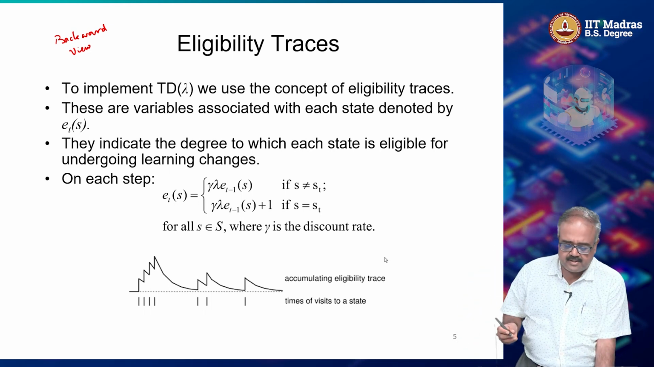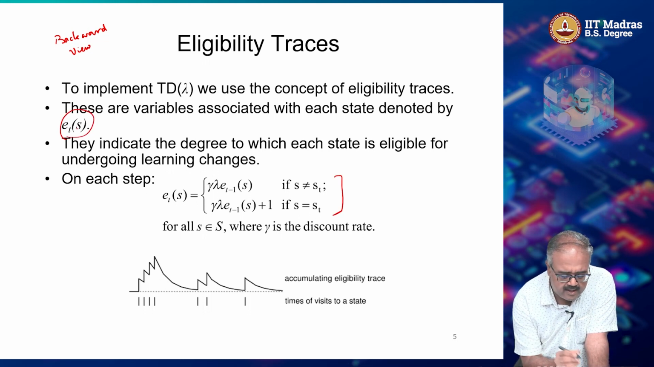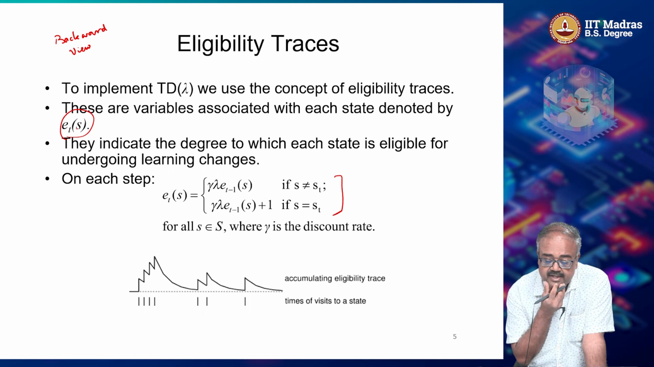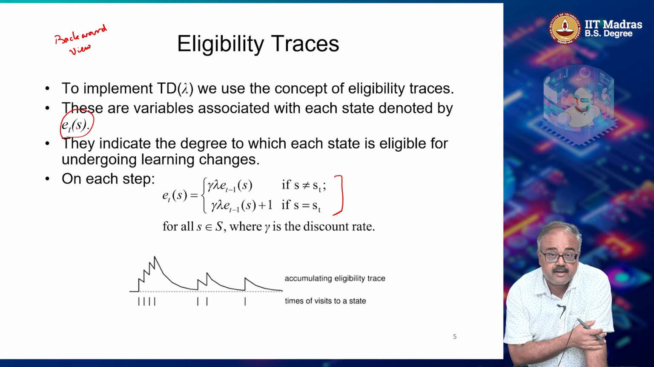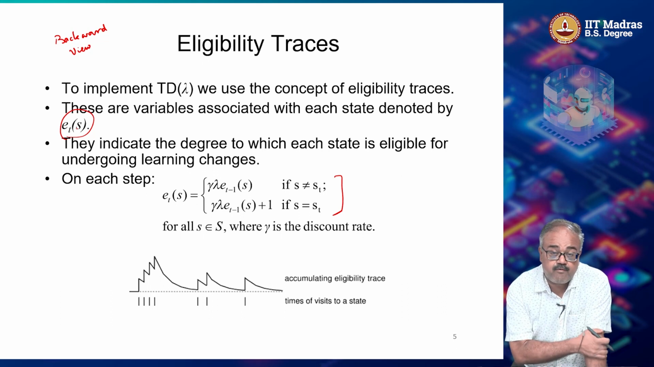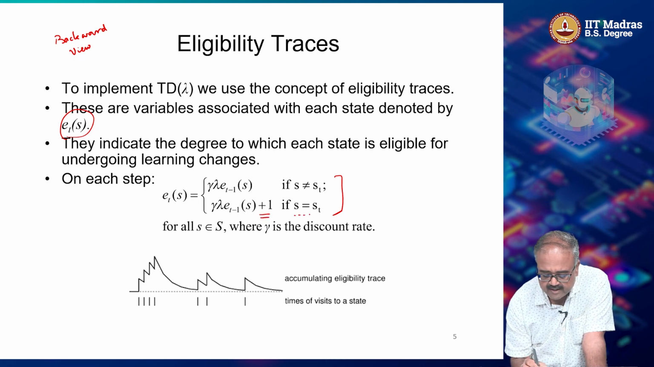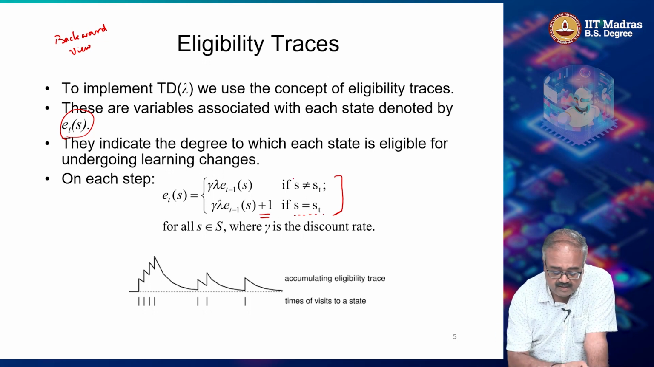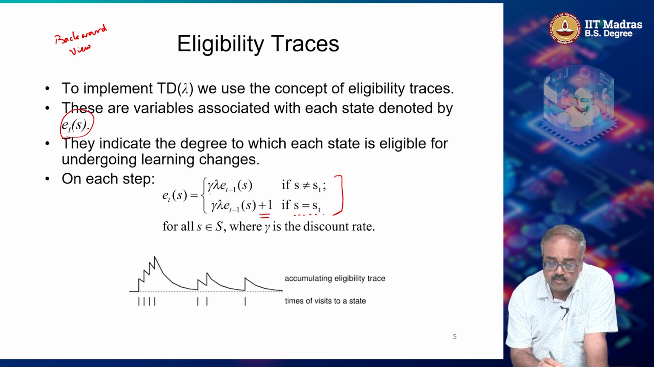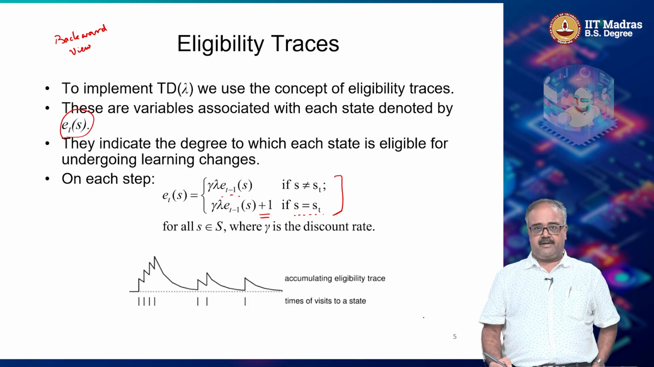So, the idea here is now to do something as follows. You maintain a variable called an eligibility for each state that you are encountering. You add 1 to the eligibility if the state occurs at time t. Otherwise, what you do is you take the old eligibility that you have, e_{t-1}, and you decay it a little bit.